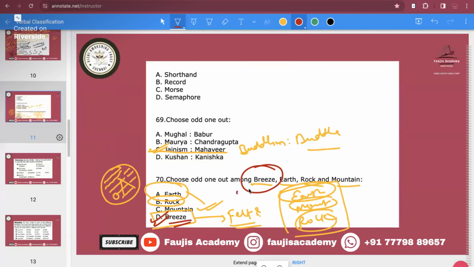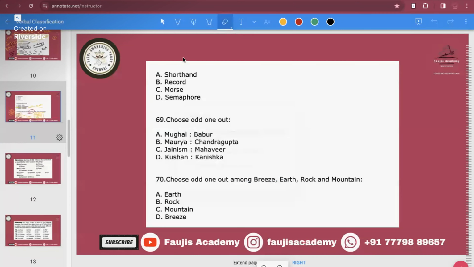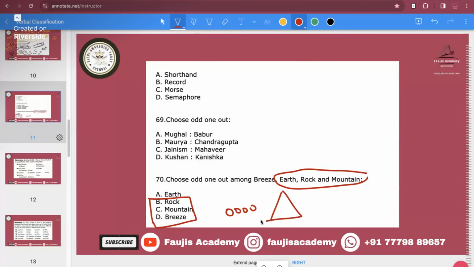Sir, can we go with answer option A, sir? Yeah, we can go, but it's the same old question that we have been talking about, in terms of similarity between A, B, C, and D. Rock, breeze, and mountain have much less similarity compared to earth, rock, and mountain. Because a rock is small, and in a mountain you will have so many rocks, and the even bigger form of it is our entire Earth.